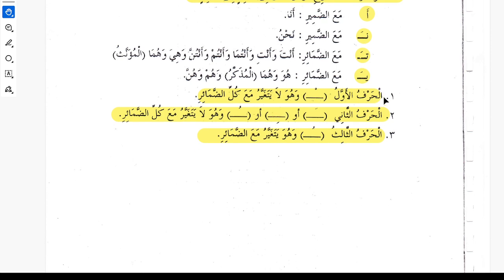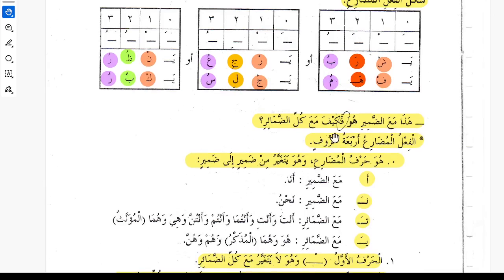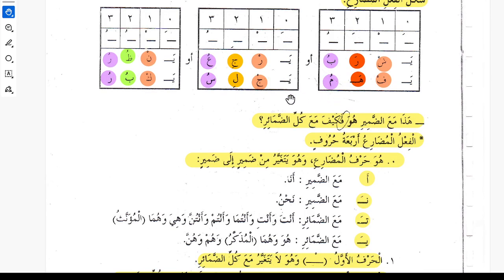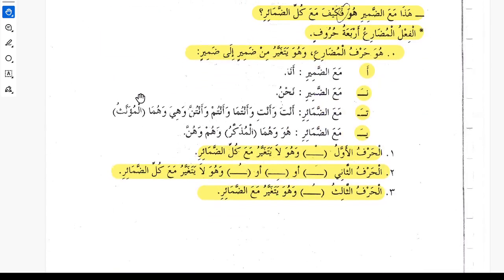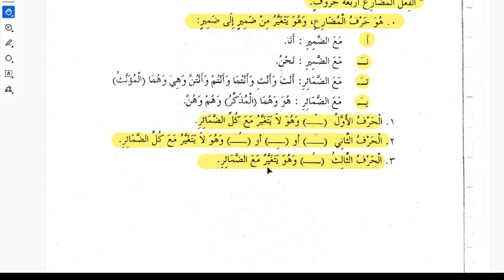Again, so both same like past tense. The third letter, which has a dhamma in all cases, that changes from wahuwa yatagayyaru ma damairin with the pronoun. So that changes.